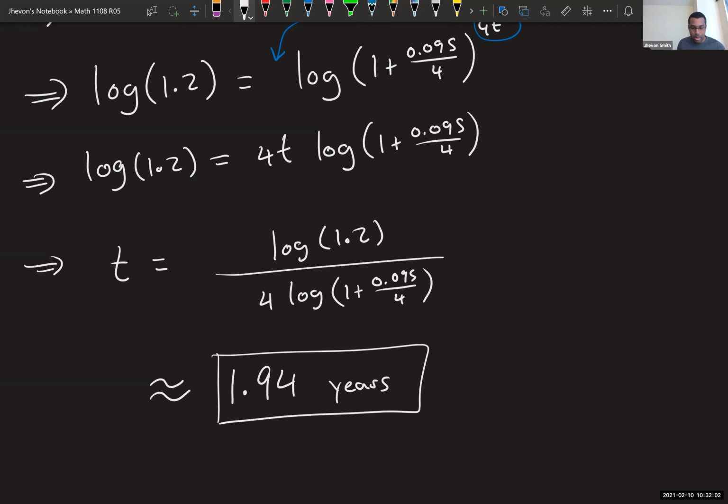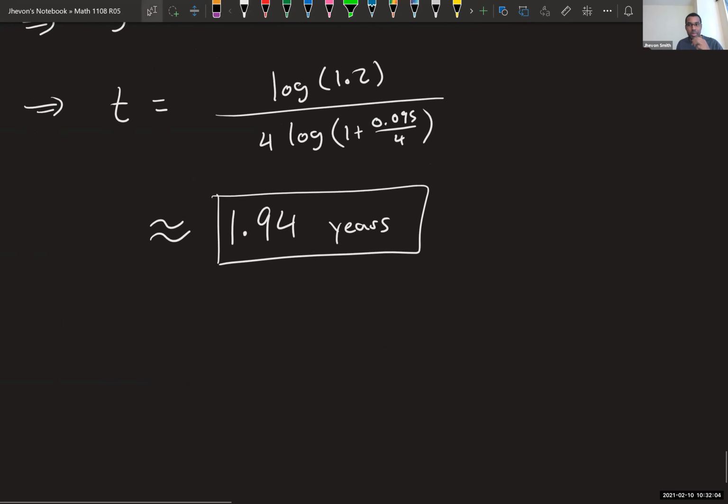But again, you guys don't want to talk to me, but I really encourage you to actually do this on your own and make sure you're getting that answer. Because otherwise, it means you don't know how to use your calculator correctly.